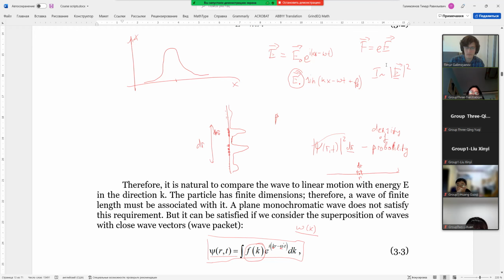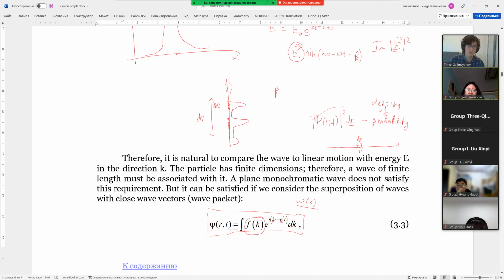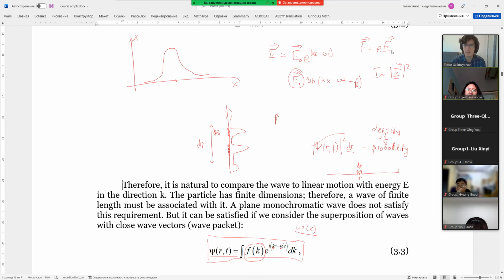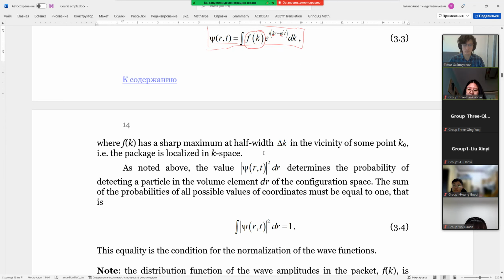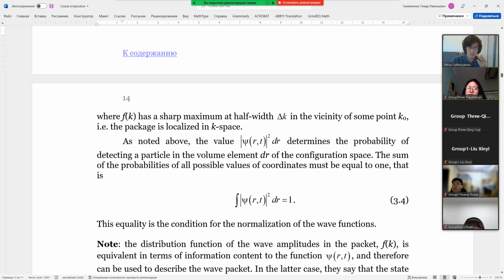just as we call the electromagnetic wave amplitude the amplitude E, and we call the square of this amplitude the intensity. So if there's no question, let's move further.